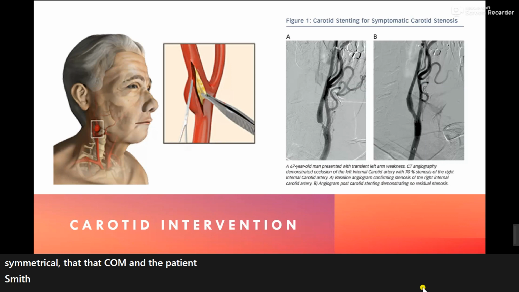Even if we didn't fix anything, we still need to do a neuro assessment after, because we've injected contrast, we put catheters up and down in the carotid, and we could have knocked something loose, we could have embolized air, we could have done something. So we need to make sure that we do that assessment at the beginning and end, whether we fix or not.